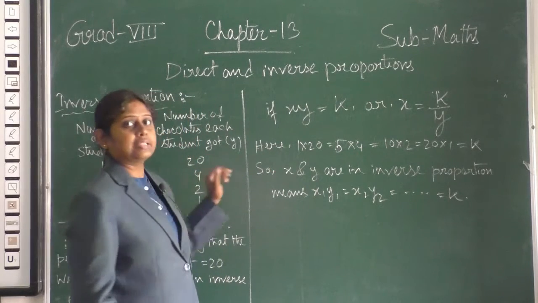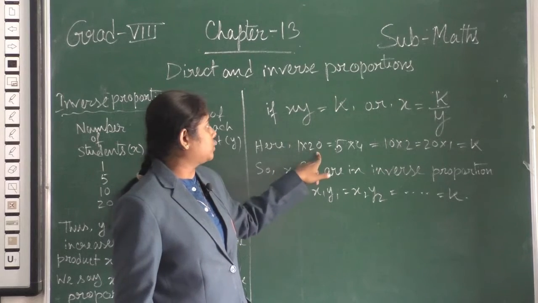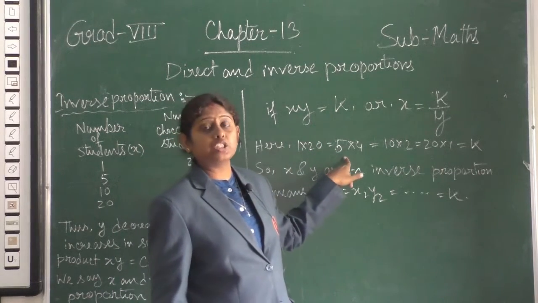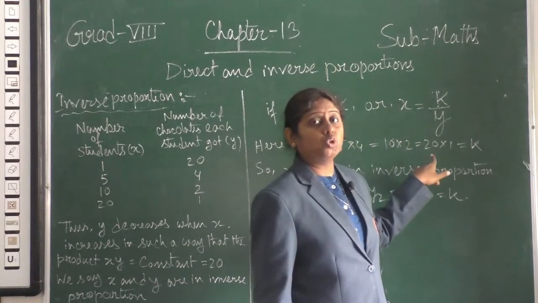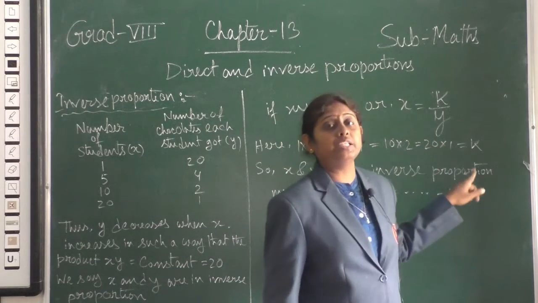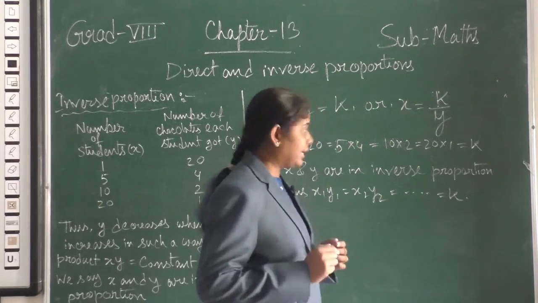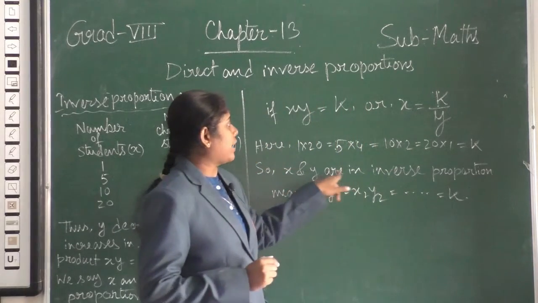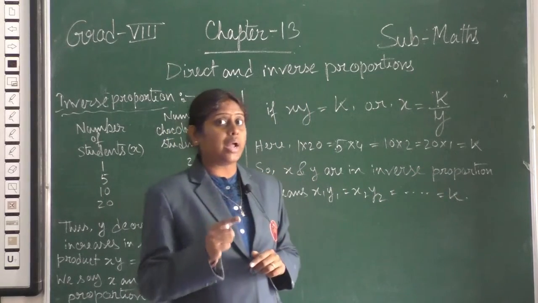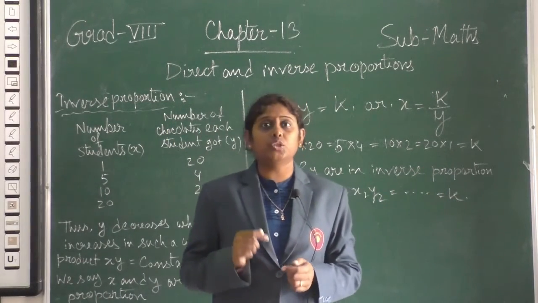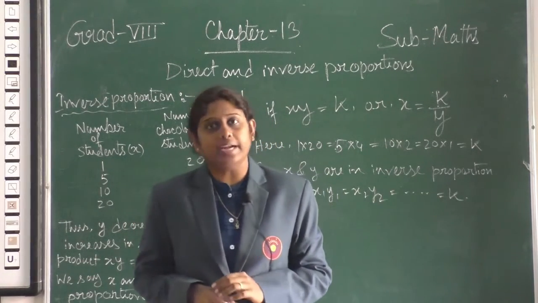Here from the example we can see the multiplication of 1 and 20 is equal to the multiplication of 5 and 4, is equal to the product of 10 and 2, is equal to the product of 20 and 1. It is 20, our constant k. So, x and y are in inverse proportion means x1 y1 is equal to x2 y2 is equal to up to xn yn, that should be the constant k.